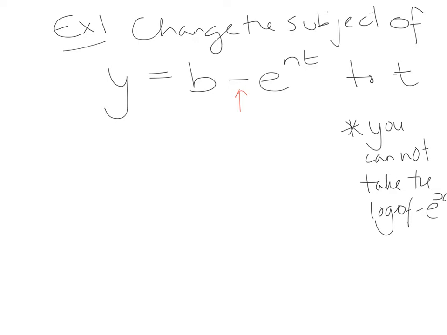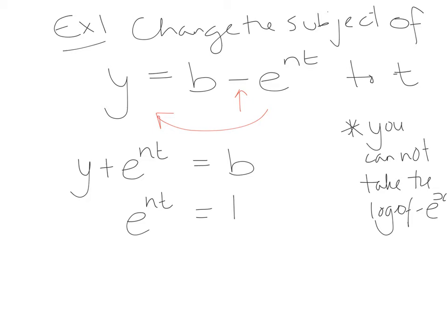So actually I'm going to move the exponential function to the left hand side, and that will make it a positive exponential function. So I'll have y plus e to the power nt equal to b, and then e to the power nt equal to b minus y. So I moved the exponential function to make it positive, and then I moved the y to the other side to have the exponential function by itself.